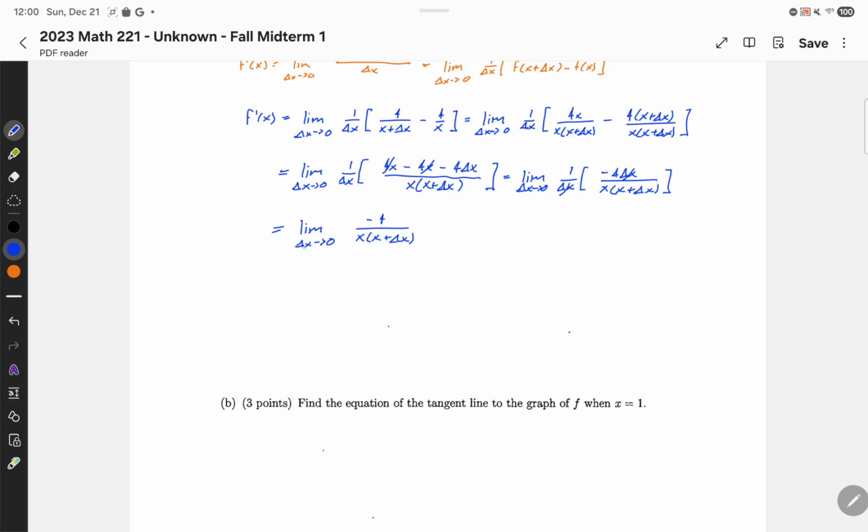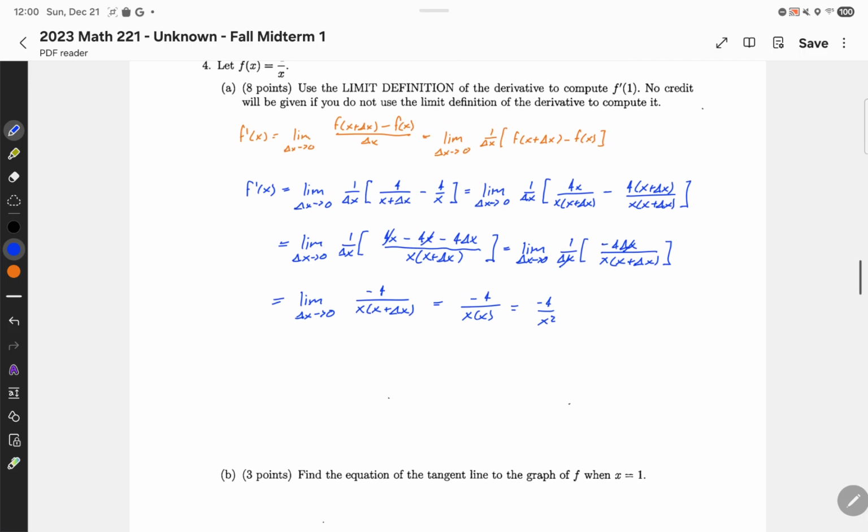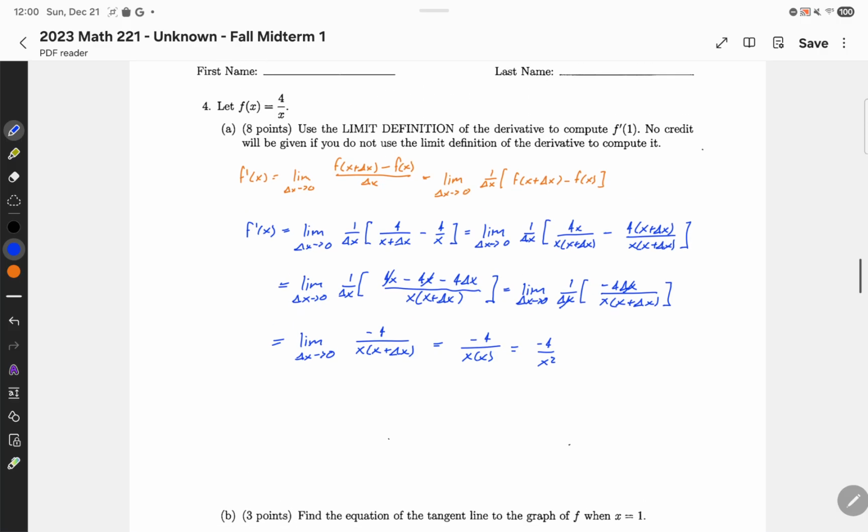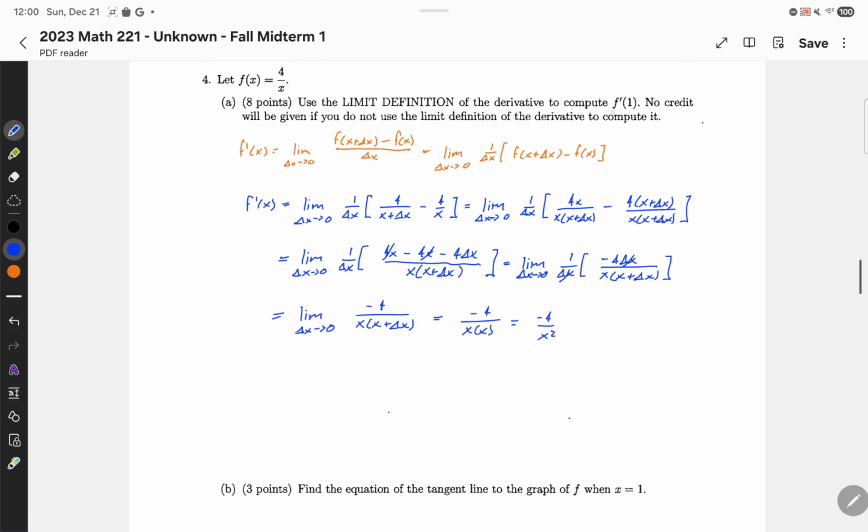And now, subbing in that delta x is 0, we get that this is equal to minus 4 over x times x, or minus 4 over x squared, which is f prime. And of course, you can always double check these problems by taking the derivative the normal way, using the power rule. And now the last step is we want to find f prime of 1.